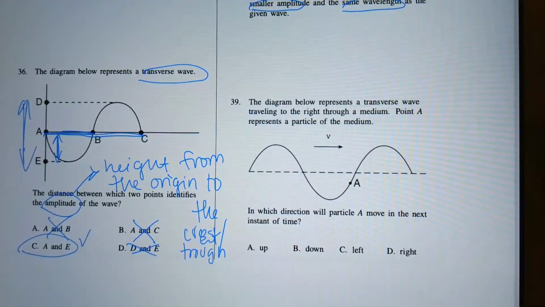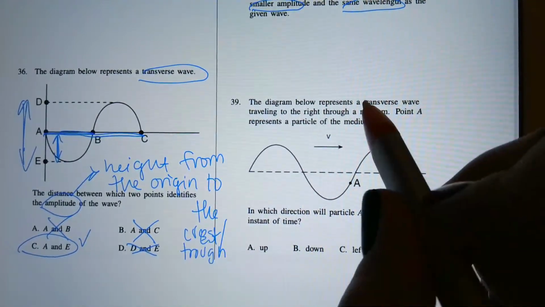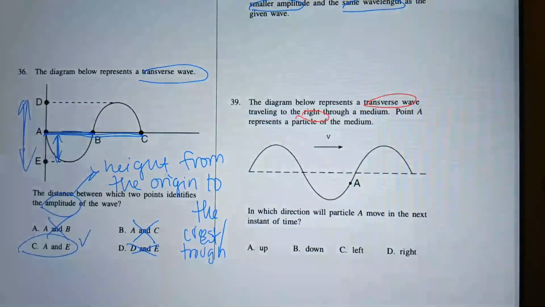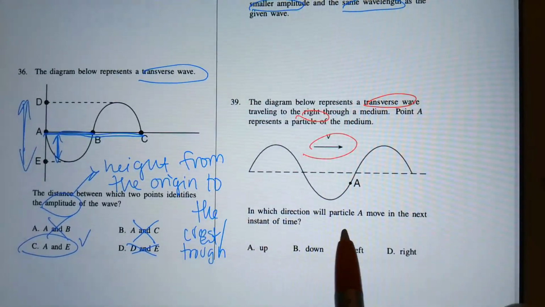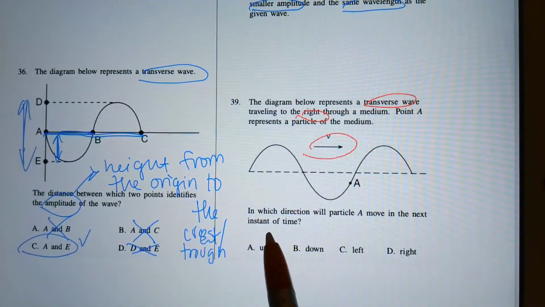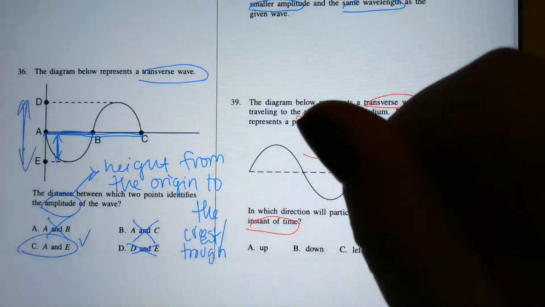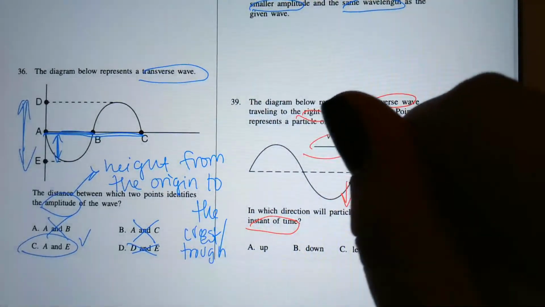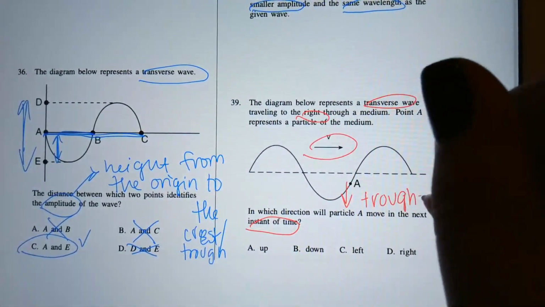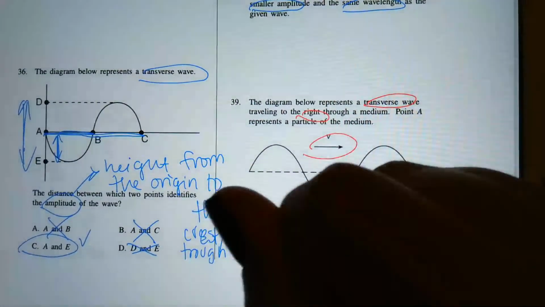39. The diagram below represents a transverse wave traveling to the right through a medium. Point A represents a particle of the medium. Okay, right there. In which direction will particle A move in the next instant of time? So if we're looking at particle A, we're going to look right behind it. I see a trough. It's going down. Okay, so therefore it is answer choice B.